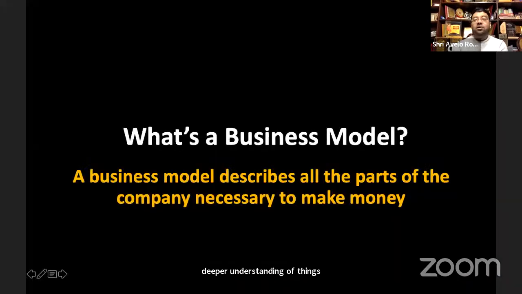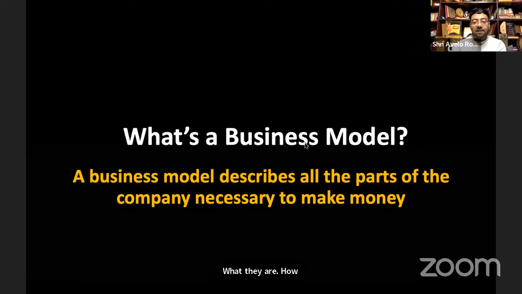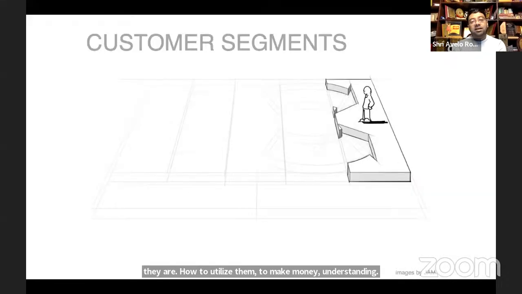So what is a business model according to Lean Startup methodology? A business model describes all parts of the company necessary to make money. The whole point of building a business is to make money, and the business model deals with all the various components, what they are, and how to utilize them to make money. That's the understanding. We start with the first thing, that is customer segments. This is where everything begins. Who is my customer? Who my customer is defines what solution they want, what price point they want, what geographical location they're in. So we need to really hone down on the understanding of who is my customer and what they want. It's not about what I want. Customer is always king.